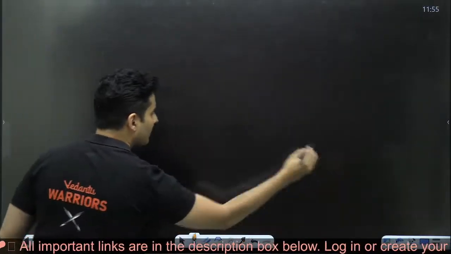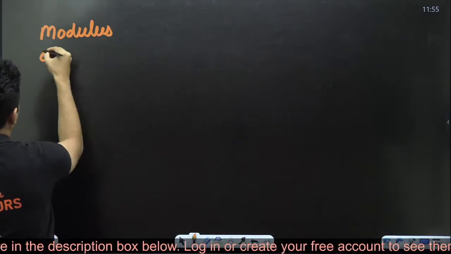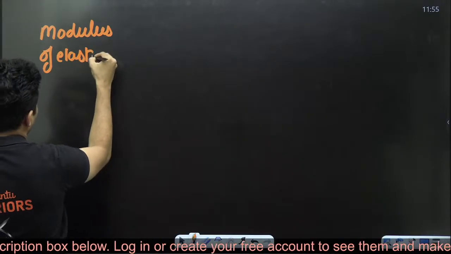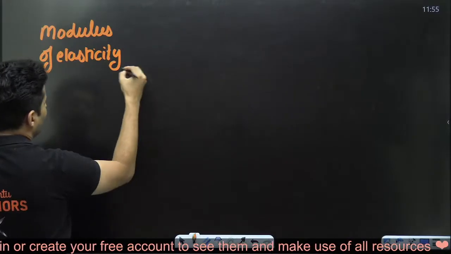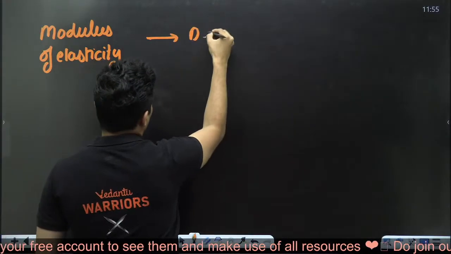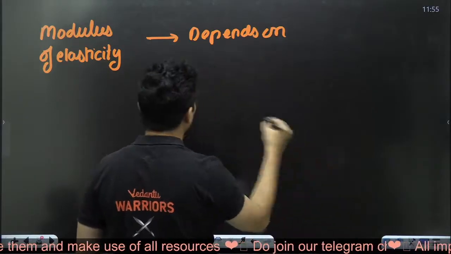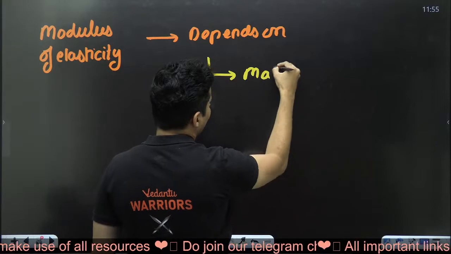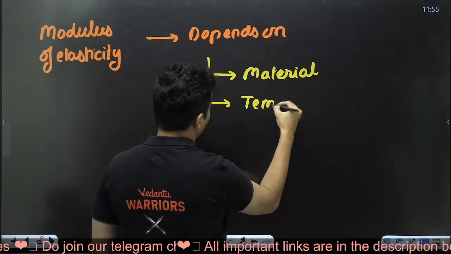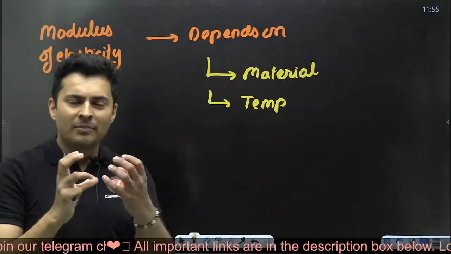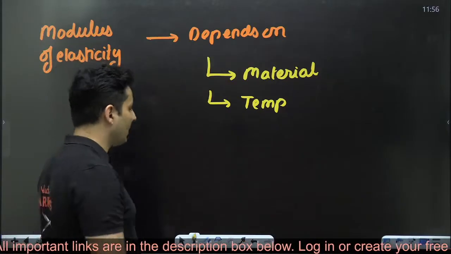So my dear warriors, modulus of elasticity. What all does it depend on? It depends on the material. Strictly speaking, it also depends on the temperature. If you heat it, it might become very easy to elongate or pull it and all those things. So it slightly also depends on the temperature.